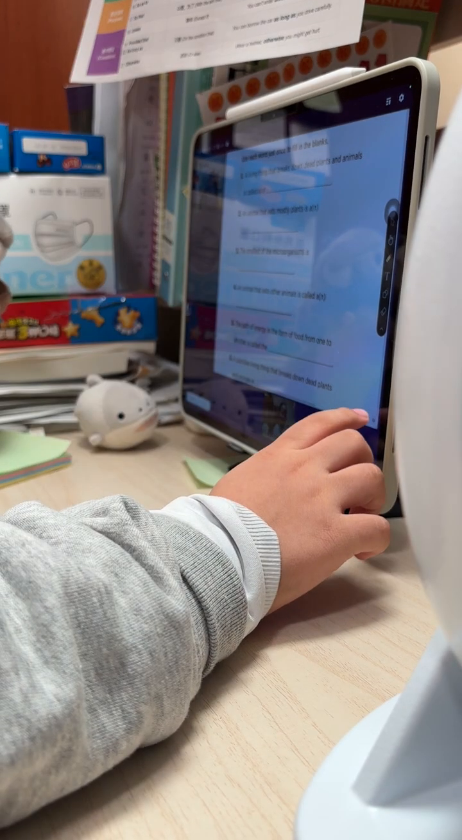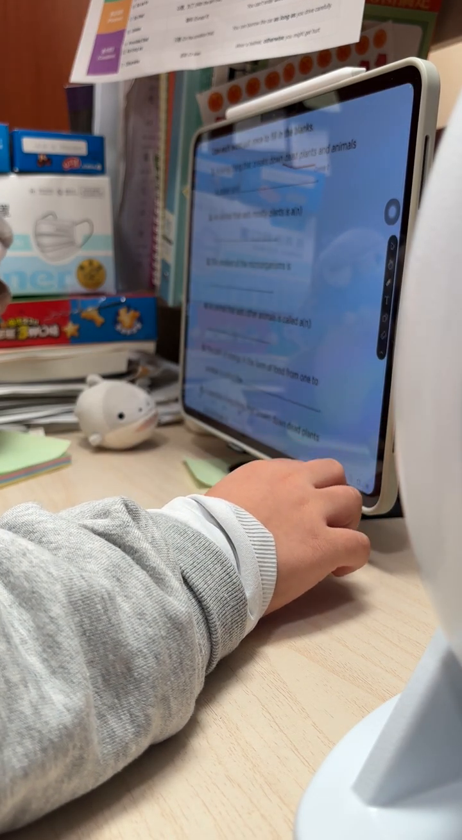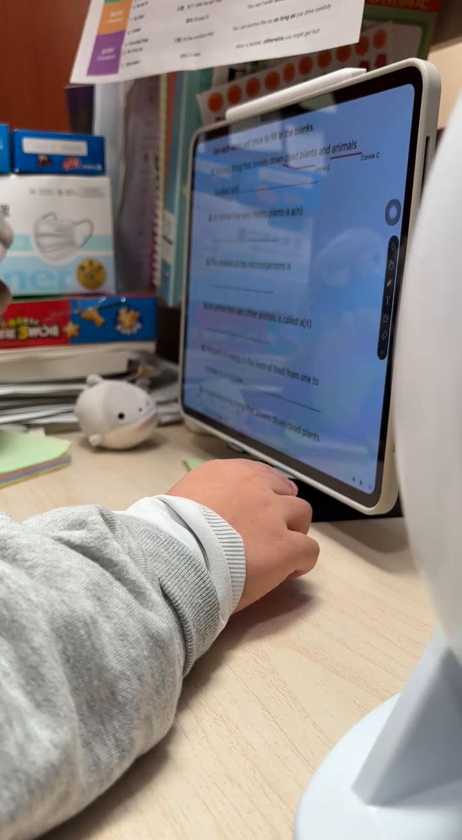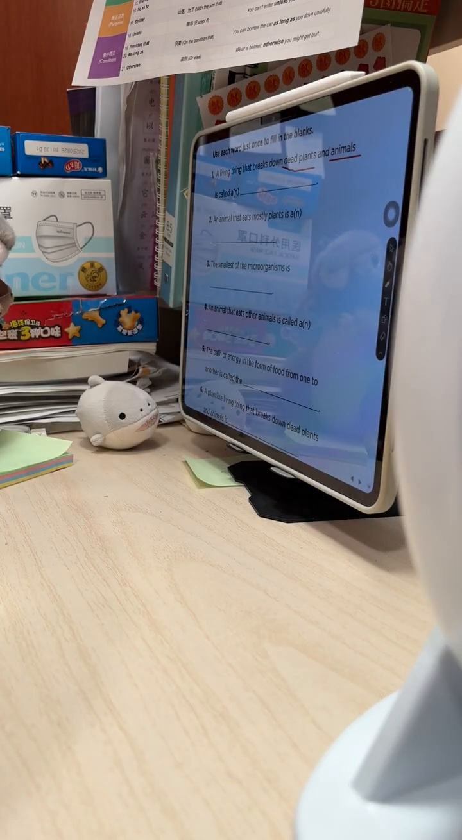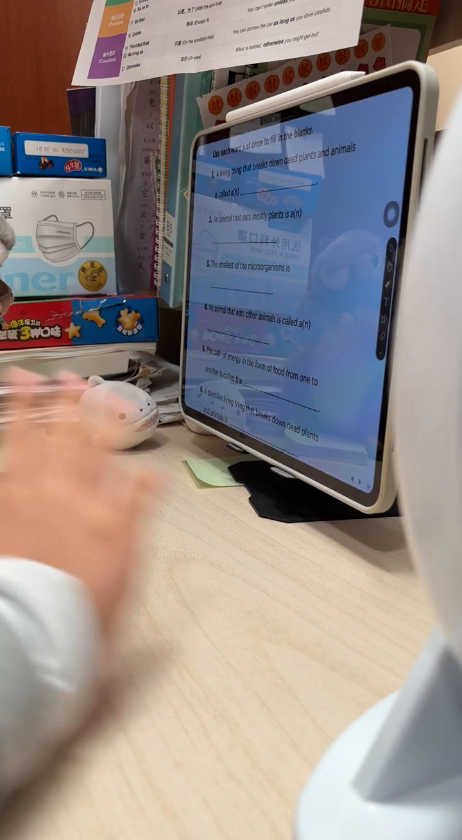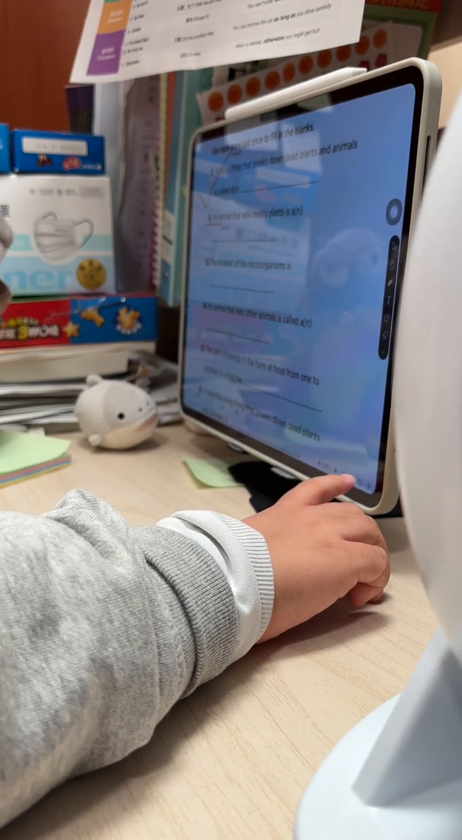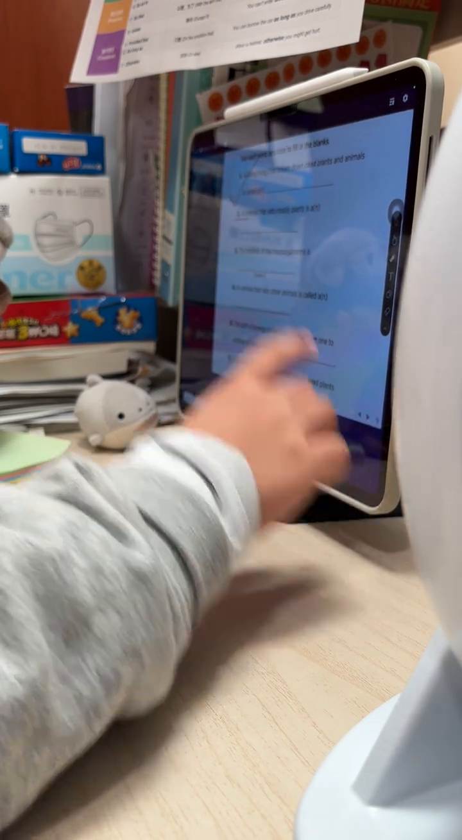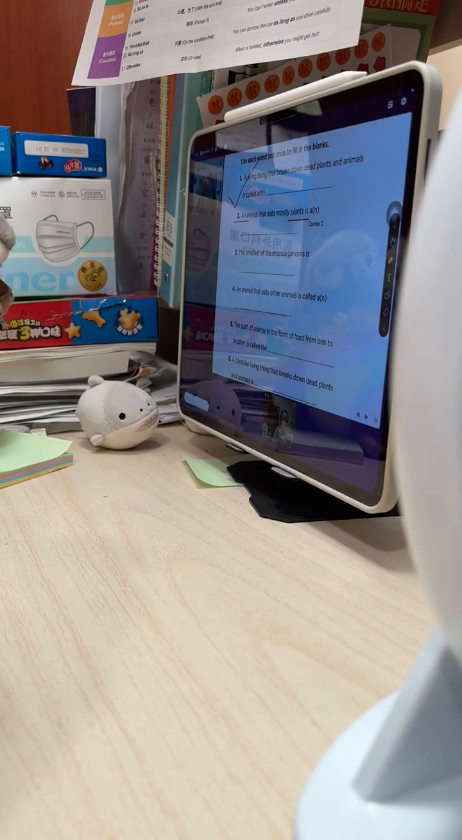A living thing that breaks down dead plants and animals is called a decomposer. Ooh, girl, you're so smart. Yeah, that's right. Okay, an animal that eats mostly plants is an herbivore.